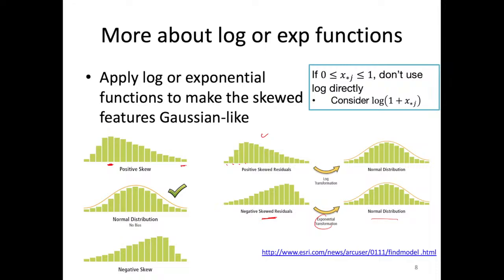And here is just a small trick. If your feature is between 0 and 1, then you should use 1 plus x and then compute the log. The reason is that the log function is something like this, right? If you just compute the log, then for example, log 0.1 will be smaller than 0. And if you want to keep your feature positive, then perhaps you should add 1 in the front.